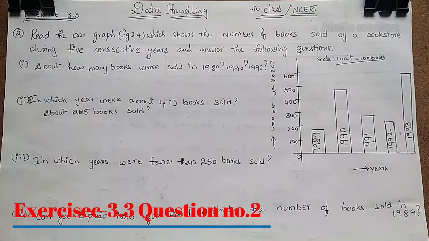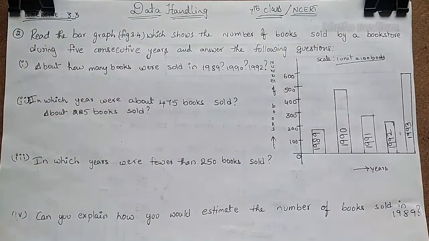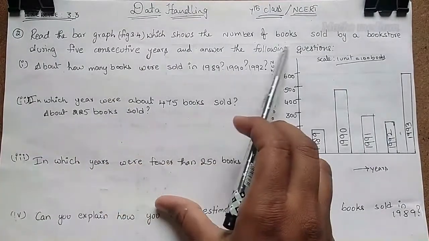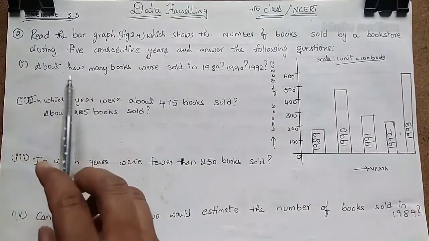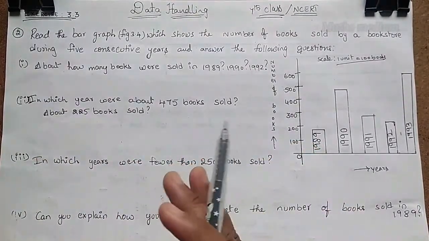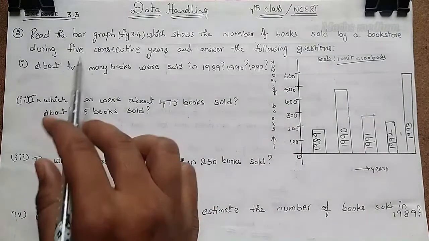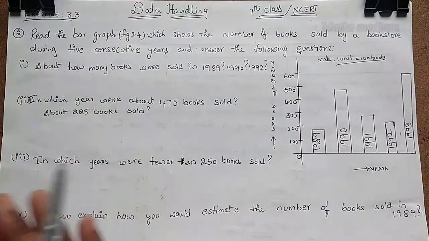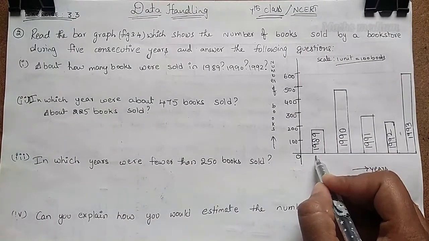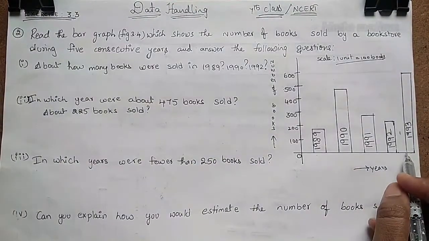Today I came with the topic data handling from 7th class NCERT, from exercise 3.3. The question was: read the bar graph which shows the number of books sold by a bookstore during 5 consecutive years and answer the following questions. There was a bookstall and it sold books for 5 consecutive years, which means continuously. So here is 1989, 1990, 1991, 92 and 93.